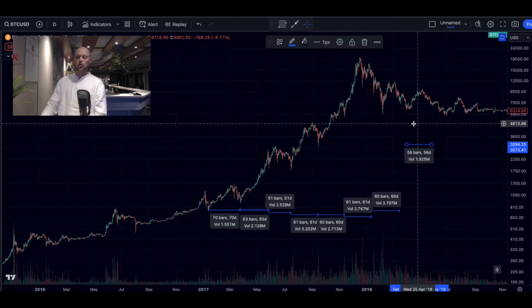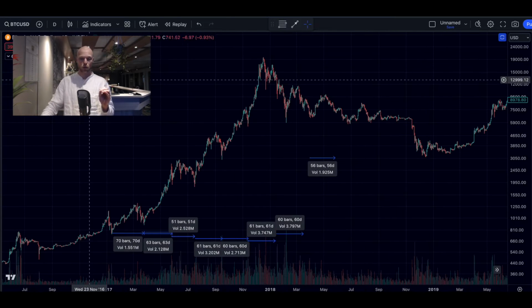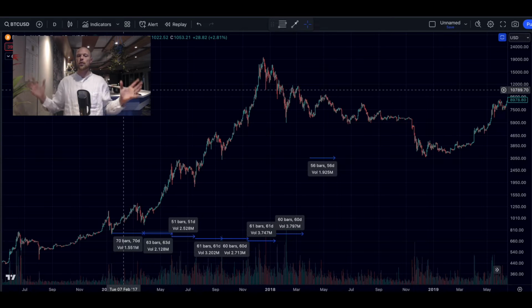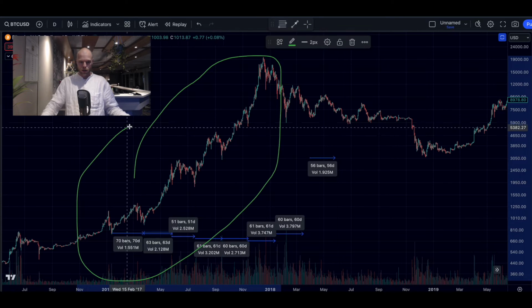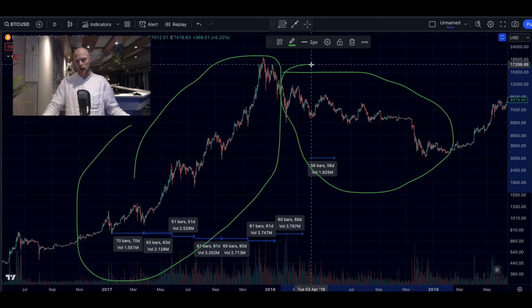But yeah, it also really depends, and that is important to note right here. You've got to know in the macro perspective where we are, right? Are we in a full-blown bull market, or are we in a bear market? Because you don't want to long the 60-day cycle lows in a bear market, not necessarily.